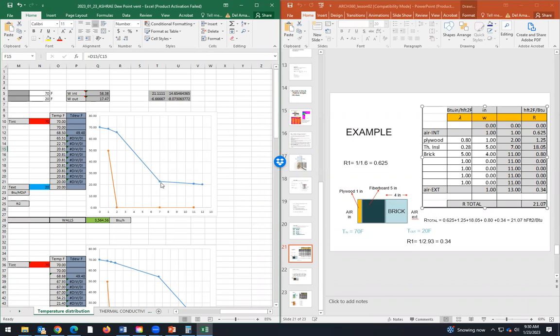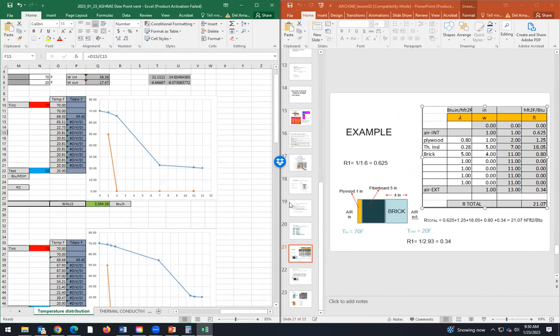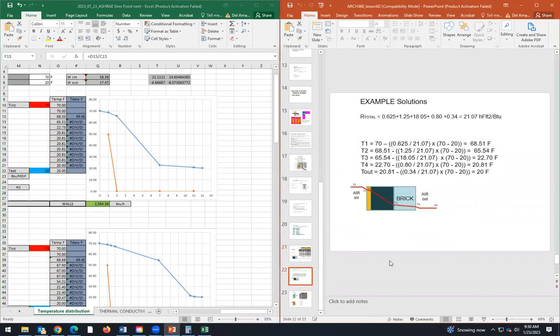Okay. By doing this, we should have the same values as we had here. So this is 68.5, 65.5, 22.7, and here we have 22.7. This is 20.81, 20.81, and this is 20.